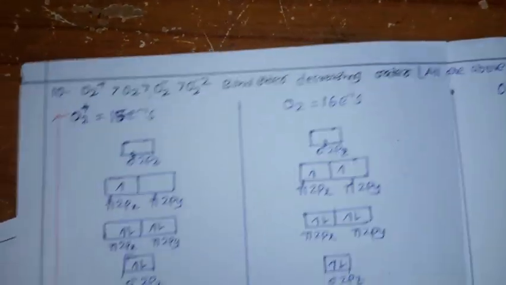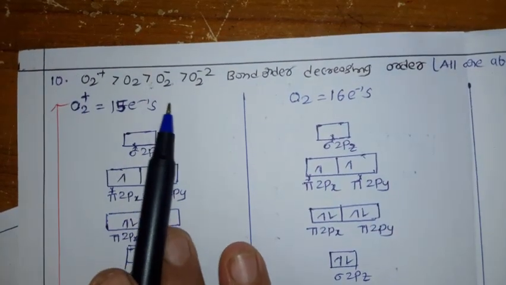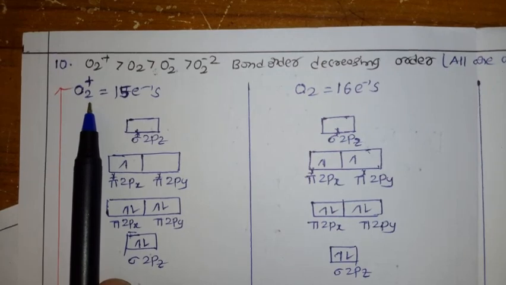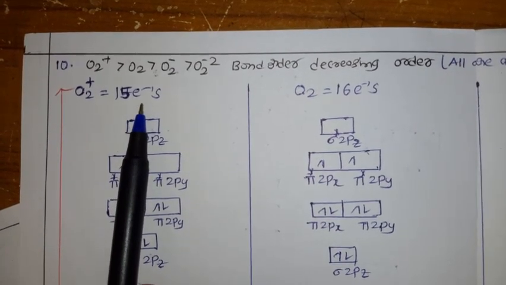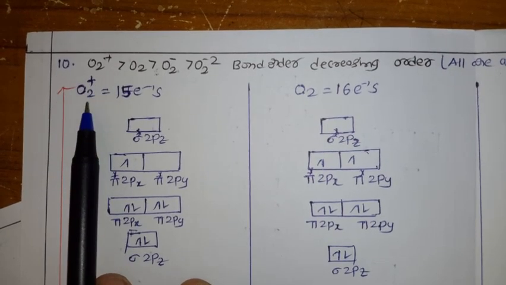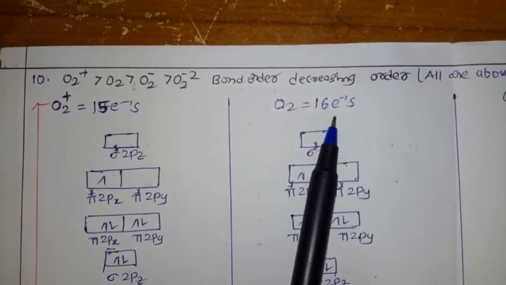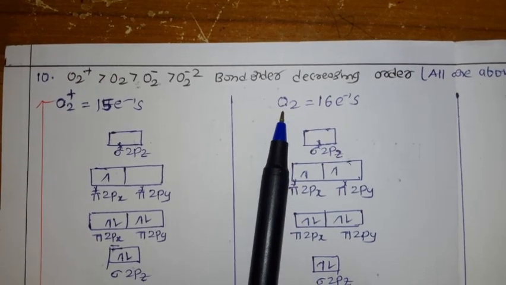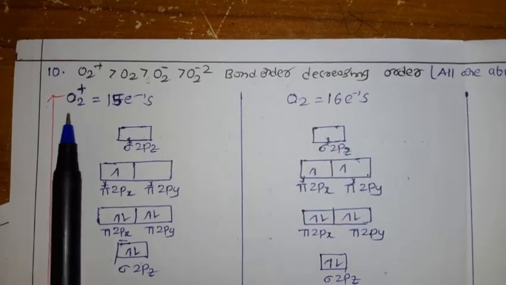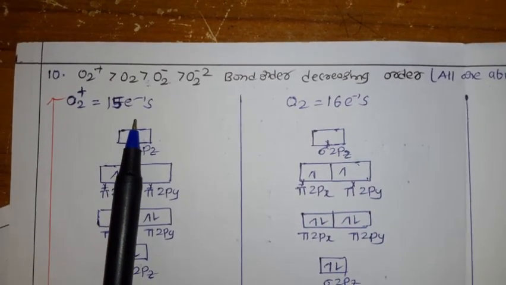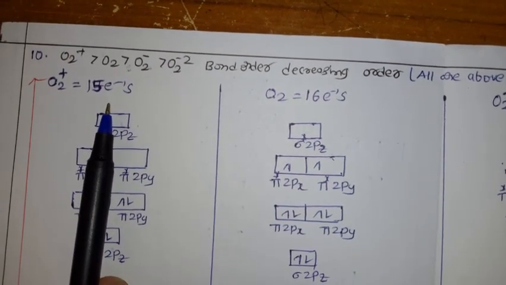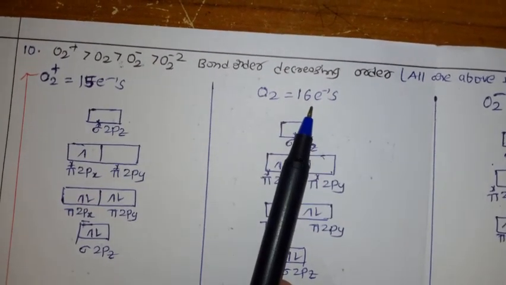Like that in notes you have O2 plus, O2, O2 minus, O2 minus 2. Just count the electrons. O2 plus: here we have 15 electrons. Why? Generally O2 means we have 16 electrons, because one oxygen atom plus one oxygen atom, 8 plus 8, total 16 electrons. O2 plus means it lost one electron, so total 15 electrons. So this is a case of above 14 electrons. For 16 also this is above the 14 electrons.